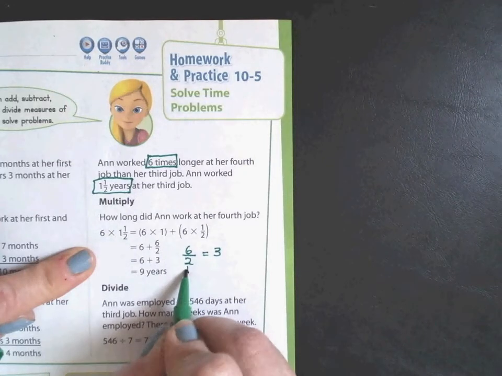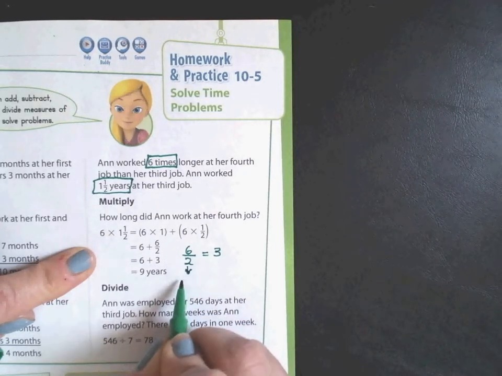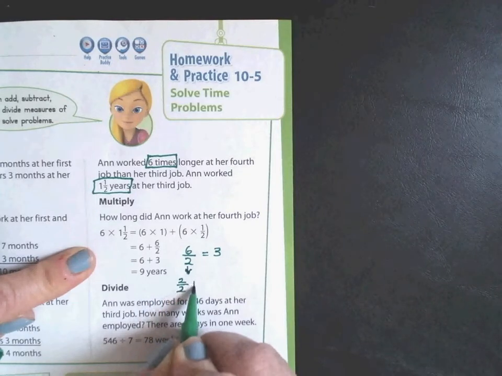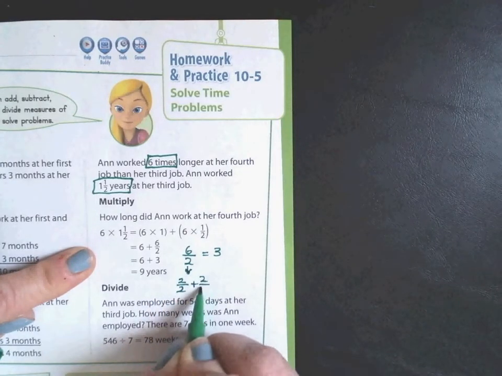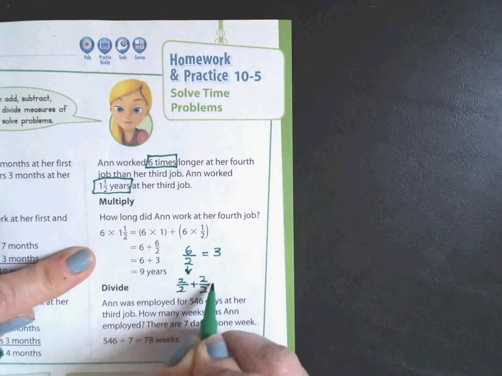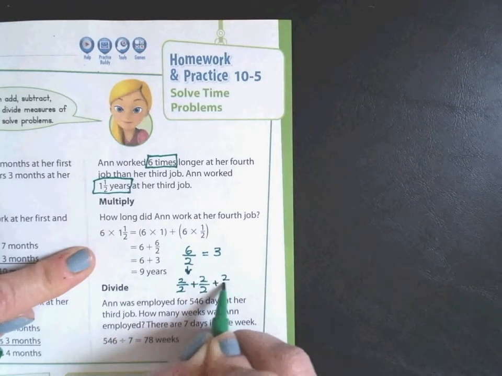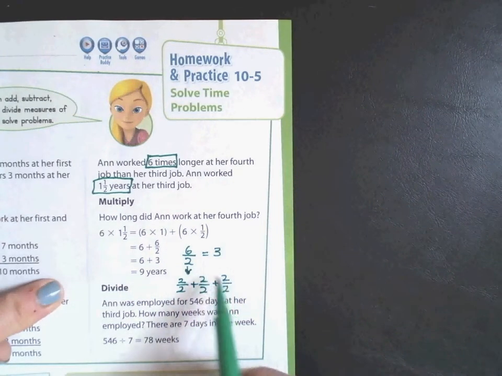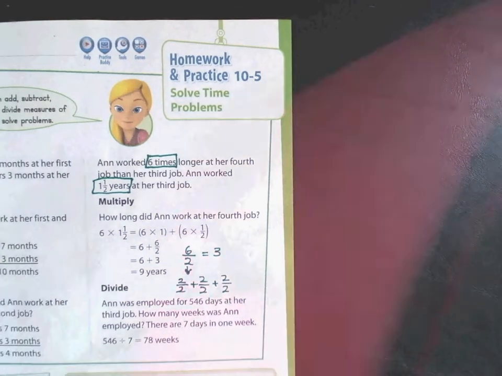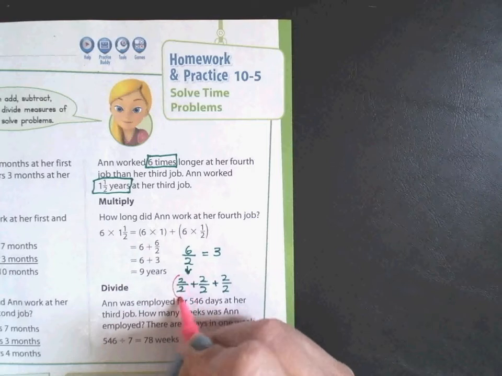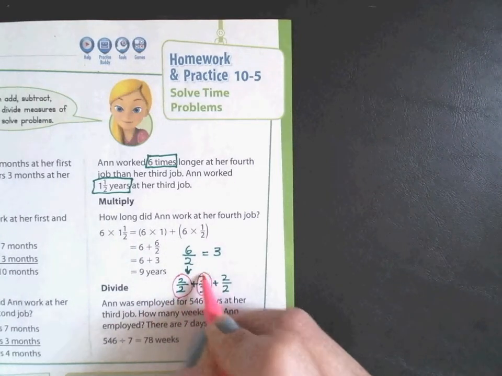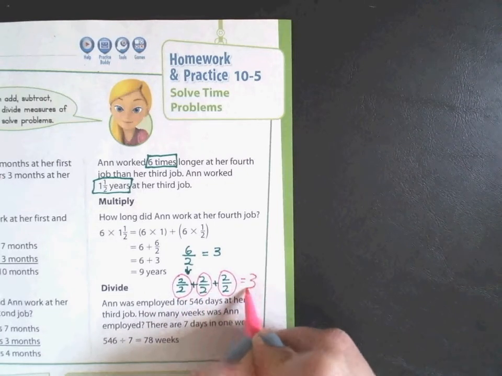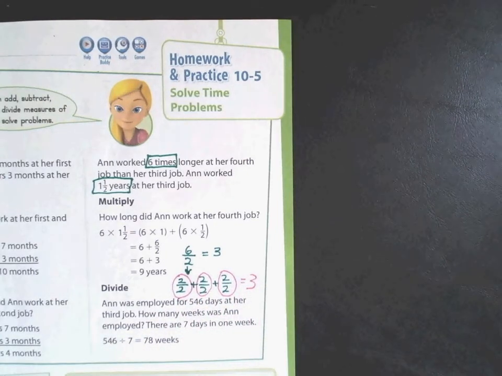So let's prove that. 6 halves, I'm going to see how many 1/2s I can make. So 2 halves, I can add another 2 halves. 2 plus 2 is 4, so I can add another 2 halves. 2 plus 2 plus 2 is 6. So I'm going to circle all my 1/2s, and I can see that equals 1, 2, 3 with no fraction part left over.